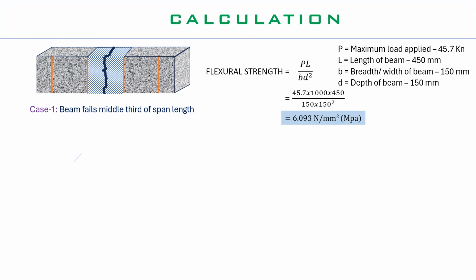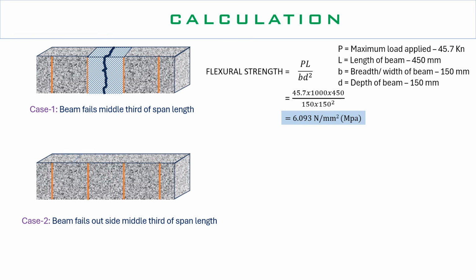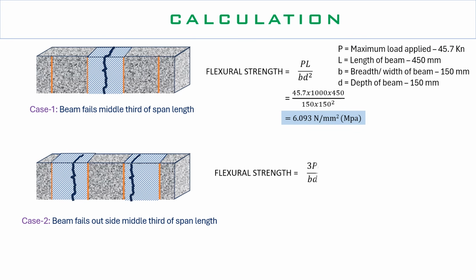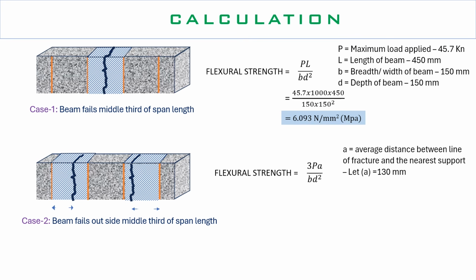For case 2, if the beam fails outside the middle third of the span length, the flexural strength will be 3PA/BD². Here A equals average distance between the line of fracture and the nearest support.